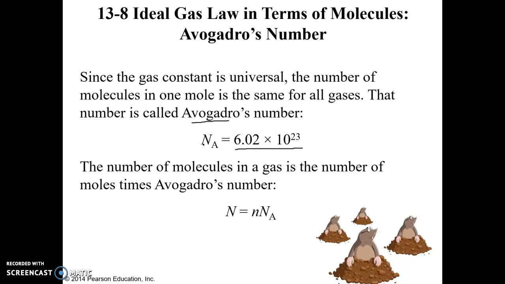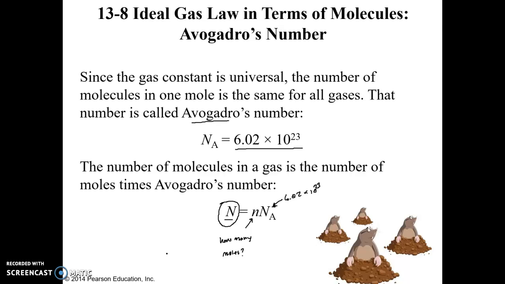So N sub A is Avogadro's number. This little n is basically saying how many moles. And this N sub A is 6.02 times 10 to the 23rd. Oh, I left off the 2 here, so let's make that 23rd. So the total number N of something is just how many moles multiplied by 6.02 times 10 to the 23rd.